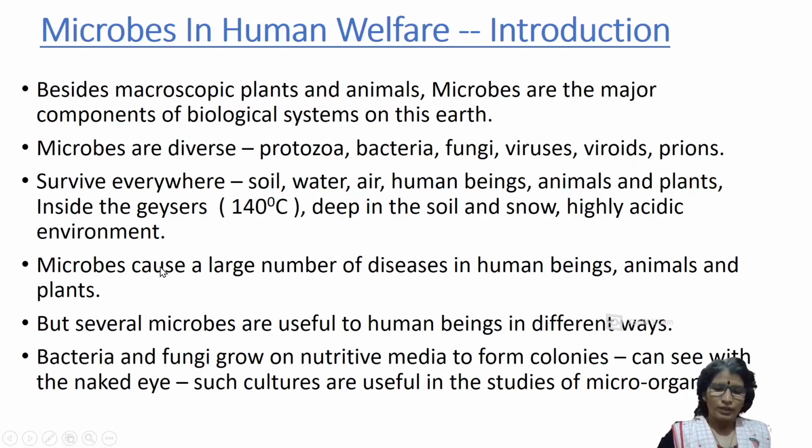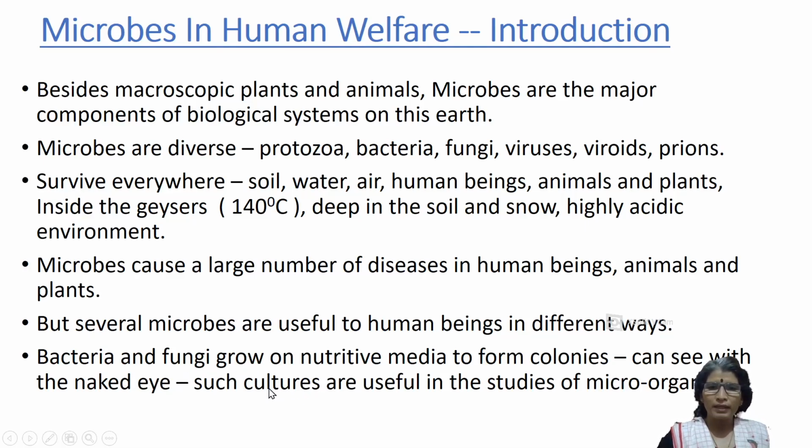And generally, so many microorganisms cause a number of diseases in human beings, animals, and plants. But several microorganisms are very useful to human beings in different ways. Out of the 6 microorganisms, protozoa, bacteria, fungi, viruses, viroids, and prions, mostly bacteria and fungi are very useful. That is why, to know the structure and function of bacteria and fungi, scientists want to grow these bacteria and fungi in the laboratory as cultures.